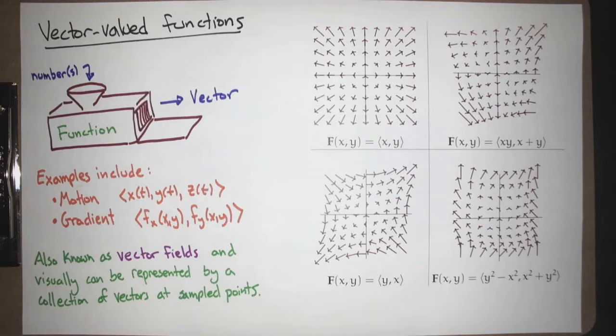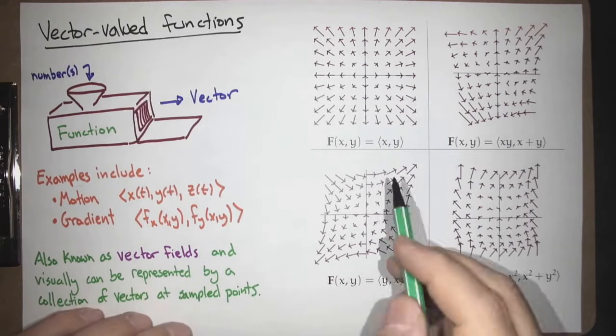Now, these are sometimes called vector fields. They're visually represented by a collection of vectors at sample points. The reason we have to do something to represent it is that it's hard. How do you plot a vector? How do you draw a vector? With surfaces, you can say, I'll just put an elevation at every point. But how do you draw a vector at every point? You really can't. So instead you pick a bunch of points and draw what the vector would look like. So we'll do this and see what's going on.